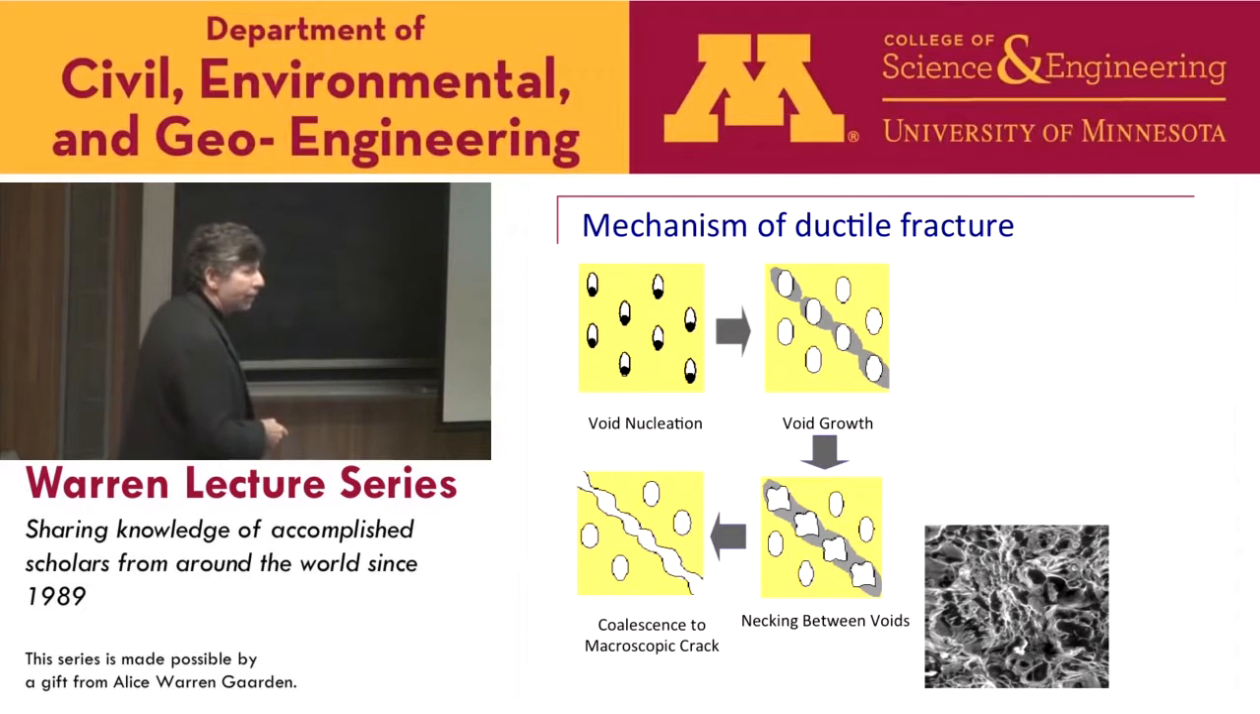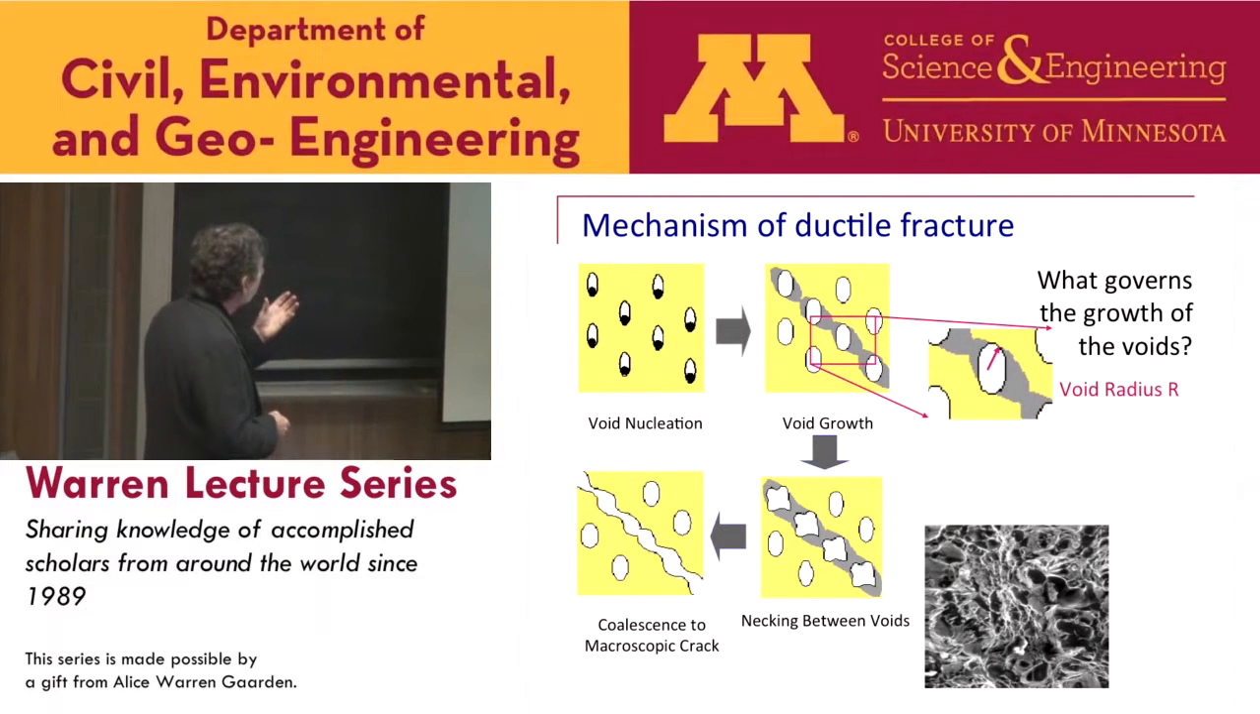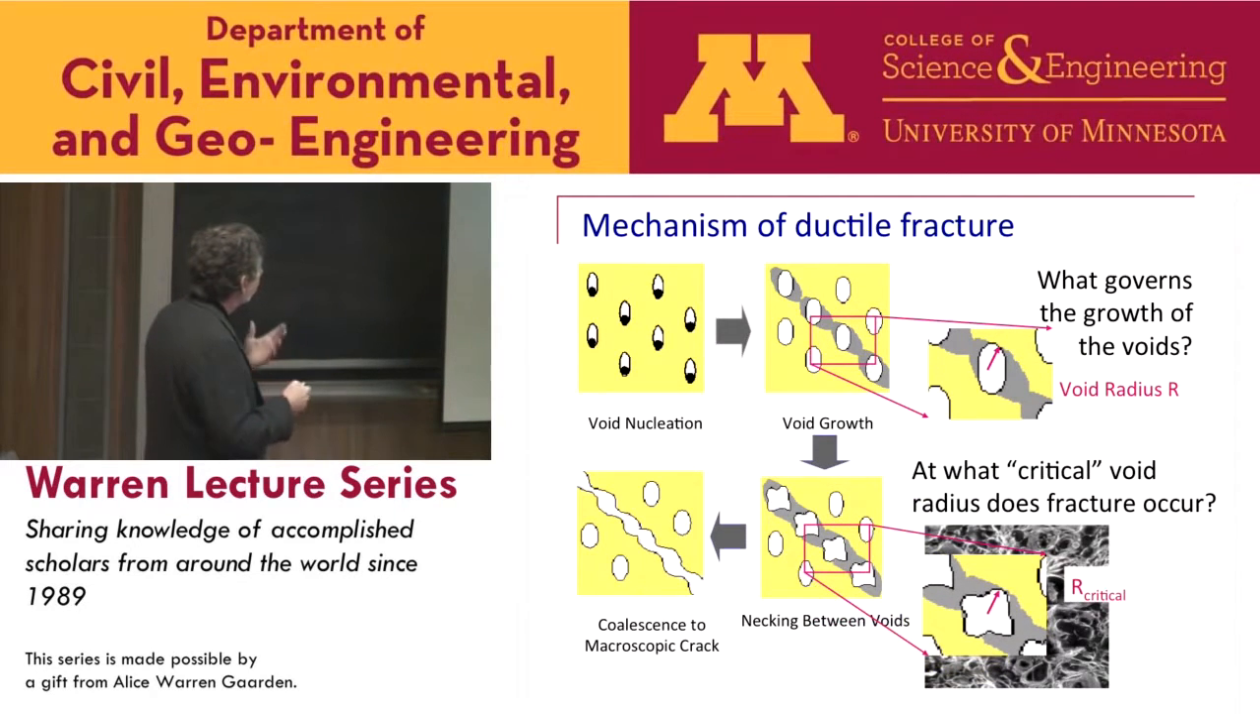And then the question is, well, what governs the growth of these voids? We know it happens under plastic strains, but what else is causing it to grow? So to understand that, and to say what's the critical radius that these voids must grow to, at which point they're going to coalesce, there's a theory that will guide us through this, and then some tests we could do to evaluate, say, the critical void growth.